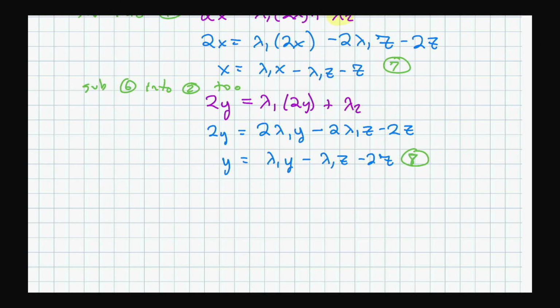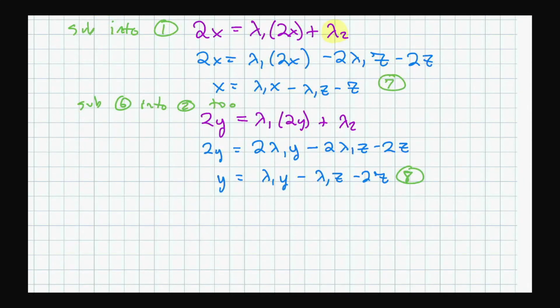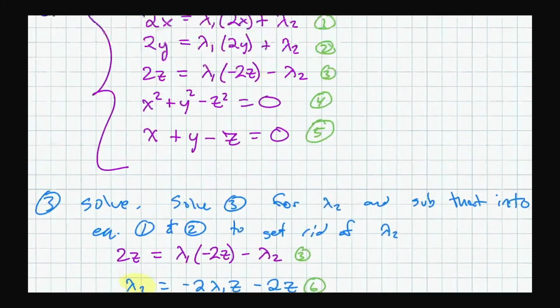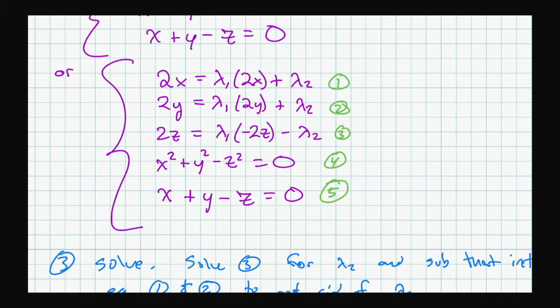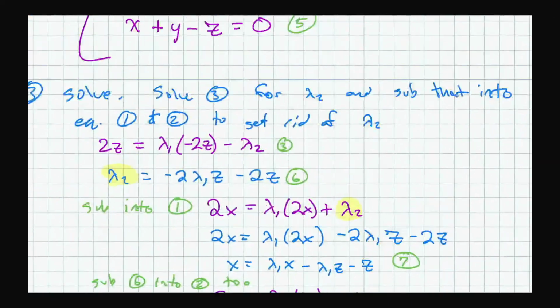Okay. So we got those equations 7 and 8. So the thing about equations 7 and 8 is that they don't have any lambda 2, right? So they've got only lambda 1 and xyz. Okay, what are we going to do with that? So that's got lambda 1 and xyz, lambda 1 and xyz. Is there something else with lambda 1 and xyz? No. So what can we do with that?